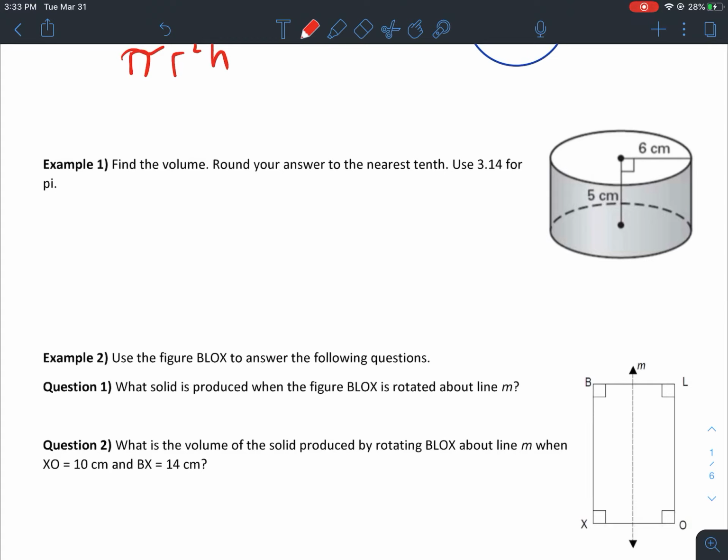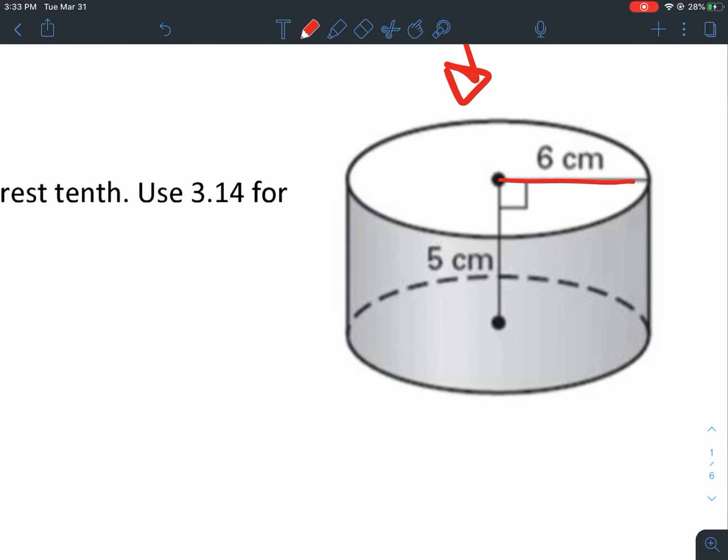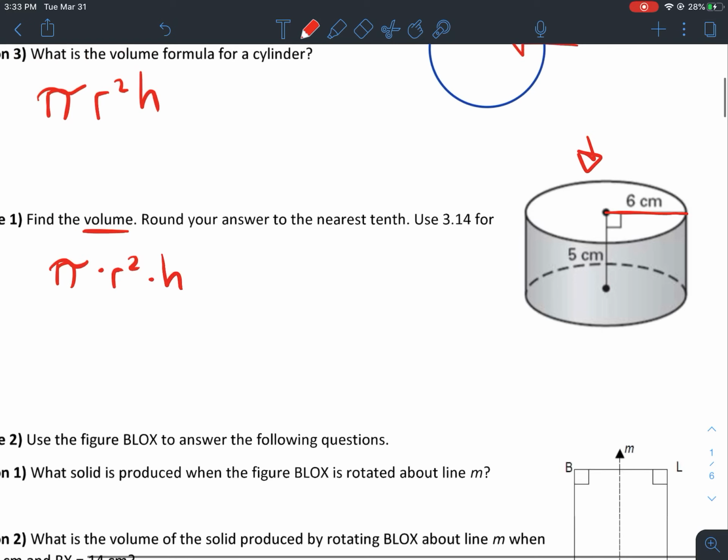So now we have our first example. It says, find the volume, round your answer to the nearest tenth. And in this case, they want us to use 3.14 for pi. So if they're asking for the volume of this shape, we know that this is a cylinder here. So we're going to use the formula pi times radius squared times the height. Now in this case, the radius of this cylinder is going to be 6, and our height is going to be equal to 5.